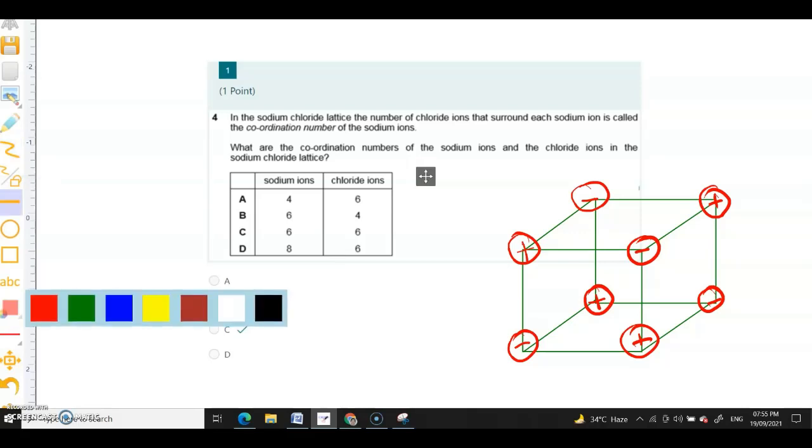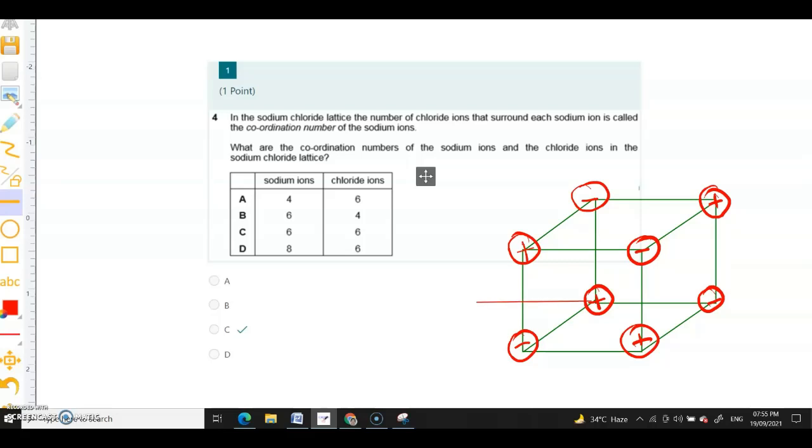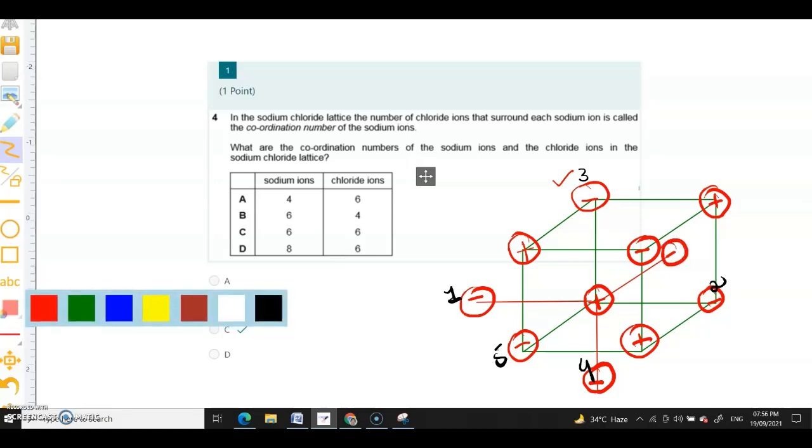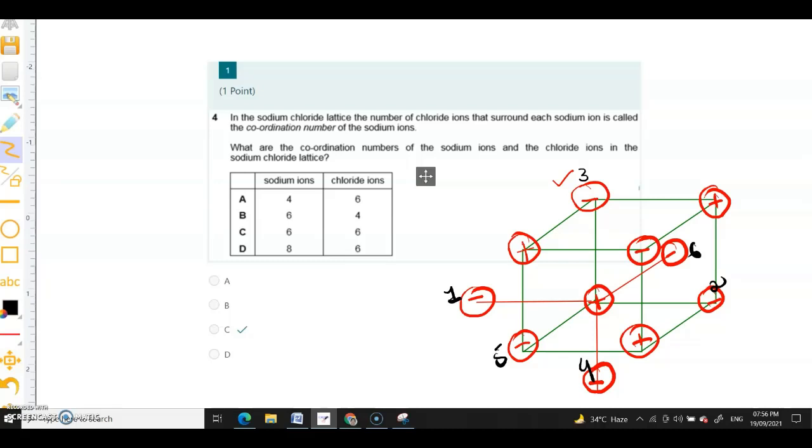For this we need to complete this diagram. If we extend the lines, you can see that this sodium ion is surrounded by this chloride ion, and here a chloride ion, and at this point a chloride ion. So you can count it. It is 1, 2, 3, 4, 5, and one more place, 6. See, so this sodium ion is surrounded by 6 chloride ions.